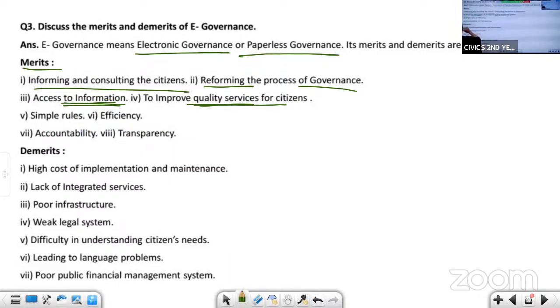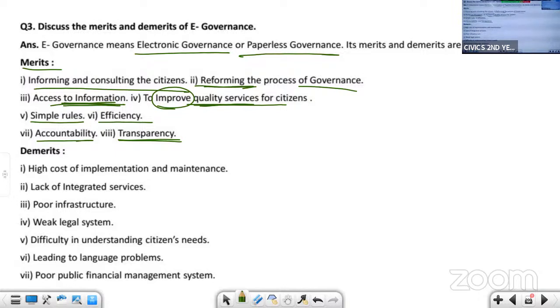So what are the merits? Here, there is access to the information. There are very many reforms made in the process of governance. There is improvement in the quality of services provided to the citizens. Rules are very simple. There is efficiency. There is accountability, answerability. What do you mean by accountability? It means answerability. And there is transparency. Everything is clear. Nothing is hidden from the people.